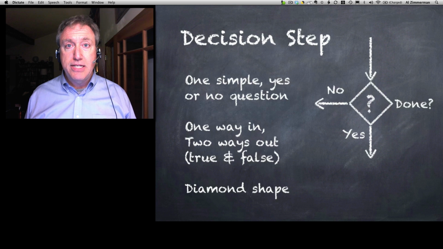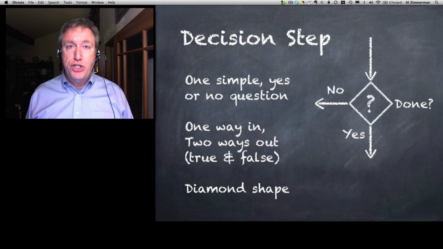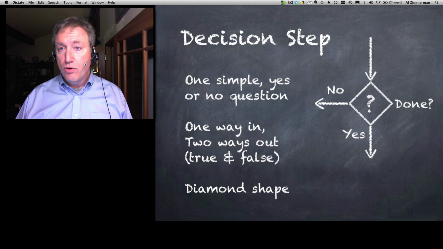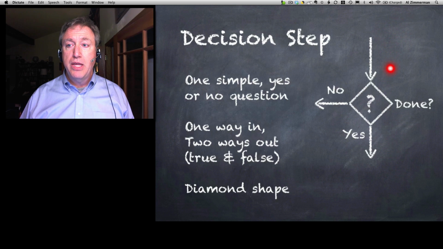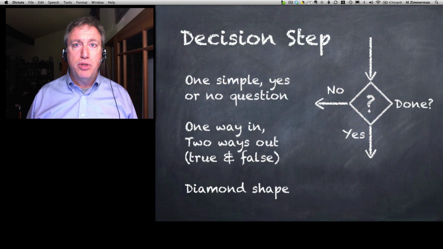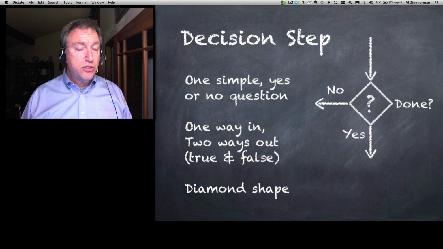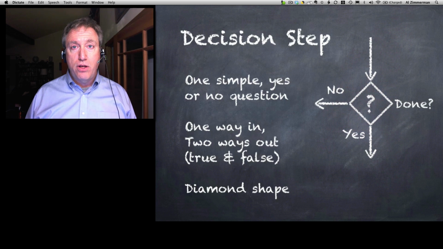The second kind of symbol that you'll see is a decision diamond. Now this is a place where your control flow comes in, and then you ask a very simple yes or no question. And if it's yes, control flows out that way. If it's no, control flows out the other way. One way in, 2 ways out. Now this question has to be a simple yes-no question. The answer to the question is either true or false.